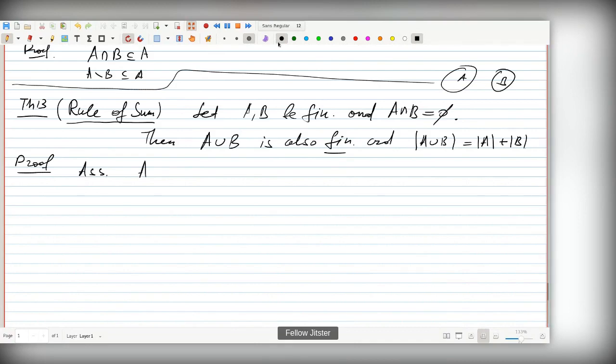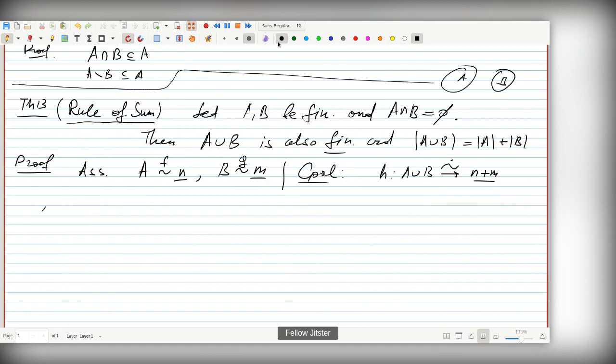Assume now that we have a bijection f between A and some n underlined, and another bijection g between B and m underlined. So n and m are cardinalities of A and B respectively. What do we need? What is our goal? Our goal is to construct a bijection h between A union B and this set, n plus m underlined. We need such a bijection. How can one construct it?